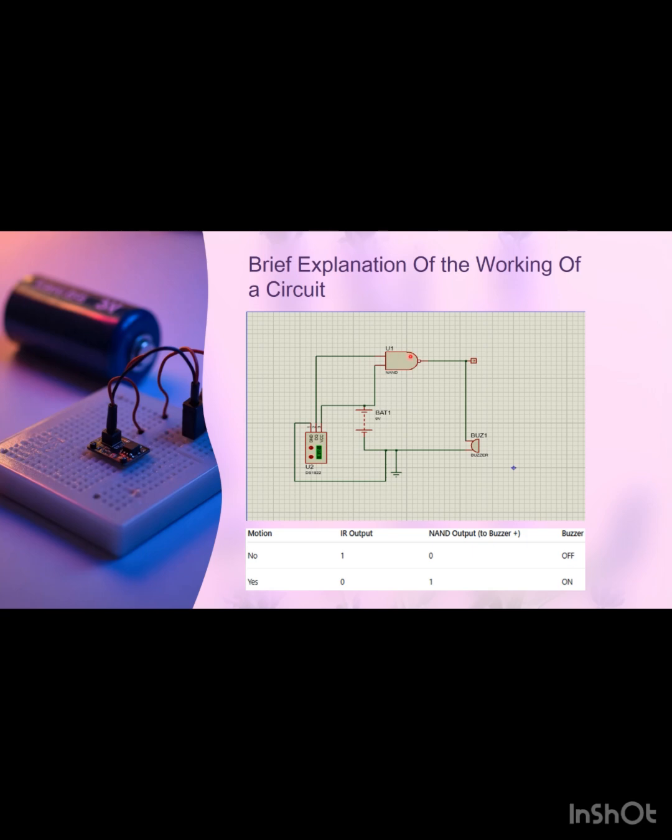and at the NAND gate we will receive 0 input, and the output will invert the input, so logic state 0 converts to 1. It will allow the current to pass through the buzzer, which will make the buzzer ring. In this way our motion doorbell works. If it detects motion, it will ring. If it does not detect motion, it will not ring.